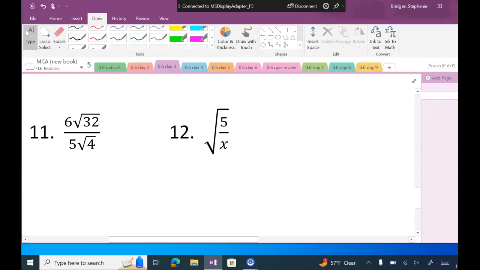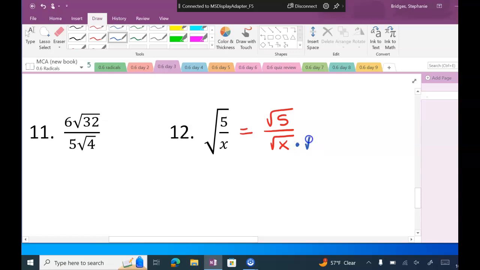Separate it out. Do the square root of 5 over the square root of x. Again, it's a square root, so we just said in order for that variable to be a perfect square, the exponent on it is going to have to be divisible by 2. What's the exponent on it right now? On the x? 1. How many more x's would I need to make it divisible by 2? Just one more, right?